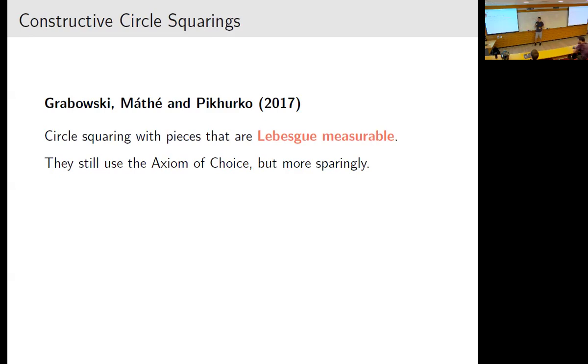Unfortunately, their circle squaring is not fully constructive, because they do use the axiom of choice. But it's kind of okay if you use the axiom of choice just to clean up a set of measure 0, because that will not break measurability. So it's constructive for measure 1 of the pieces in the disk, but there's a measure 0 set for which it's non-constructive.